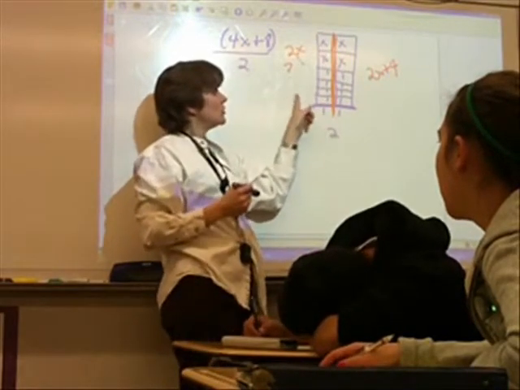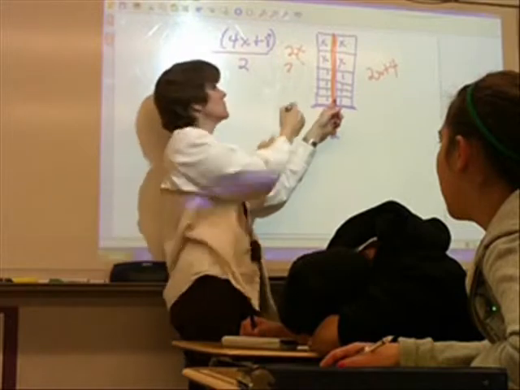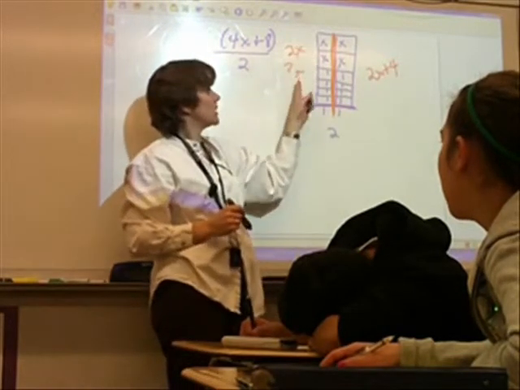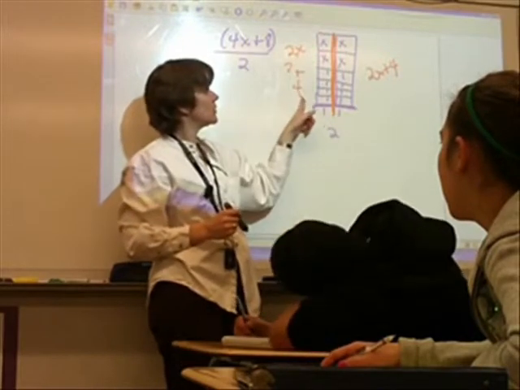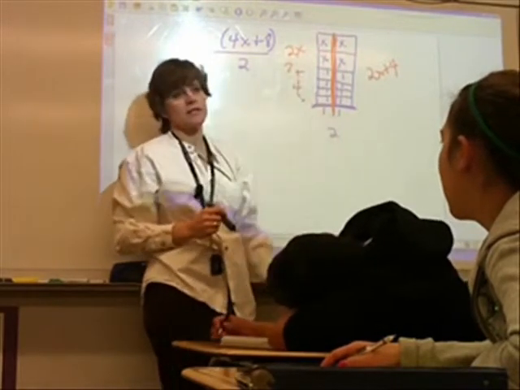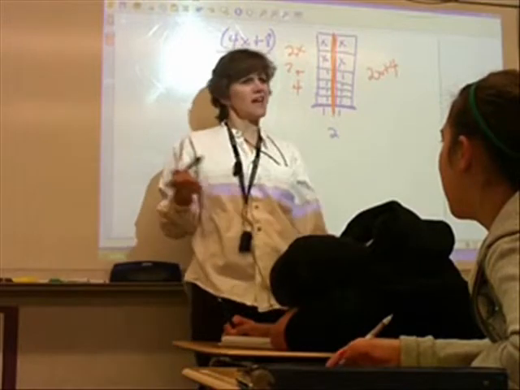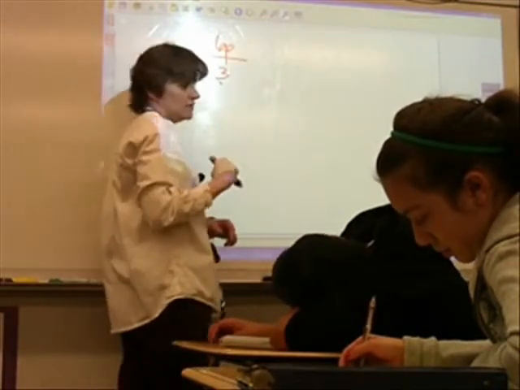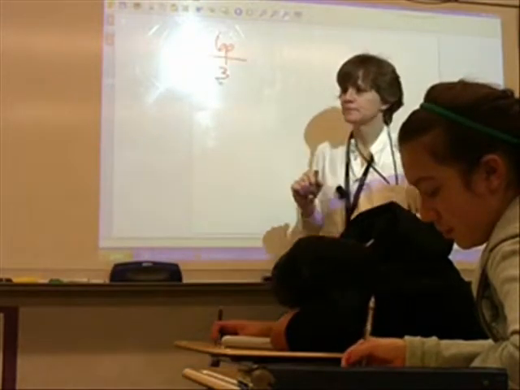What times 2 will give me 8? 4. So I've got 2x plus 4. 2 times 2x plus 4 gives me 4x plus 8. Kind of slick, huh? 6p divided by 3. Anybody want to tackle this one?